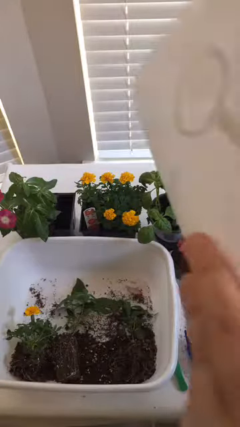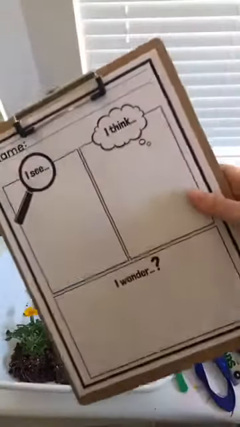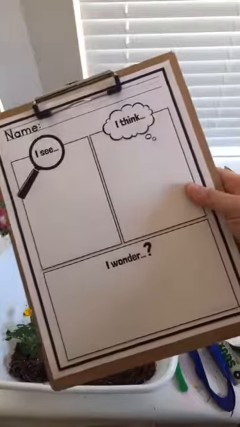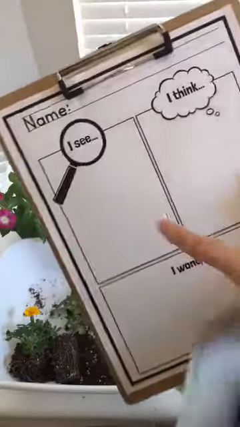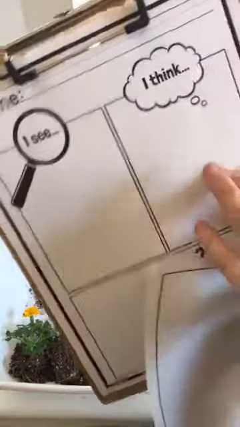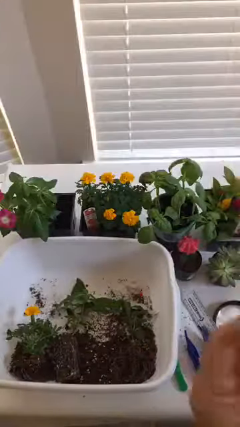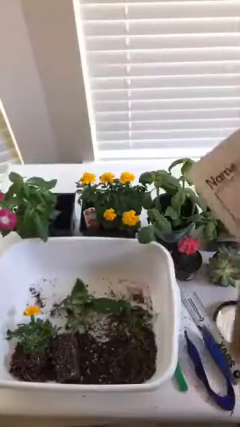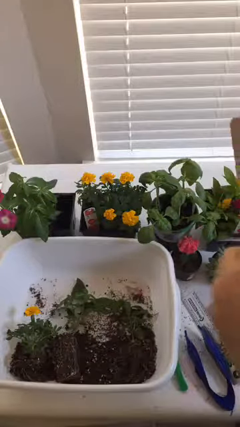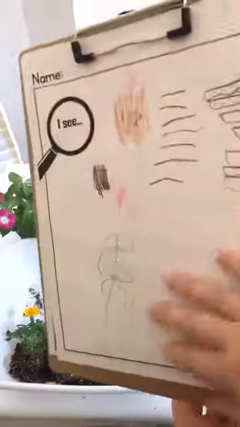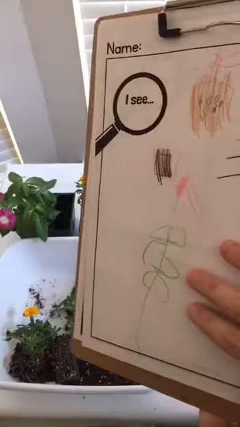And I also have a version, if you're working with older students, like maybe kindergarten or first grade, you could even turn it into the I see, I think, I wonder. So what do they see about the flowers? What do they think about it? And what questions do they still have about flowers? Now with the preschool age, I may just do this verbally with them without having them draw or write. I do recommend with the younger ones that you keep it more simple and basic and let them really lead their own documentation.